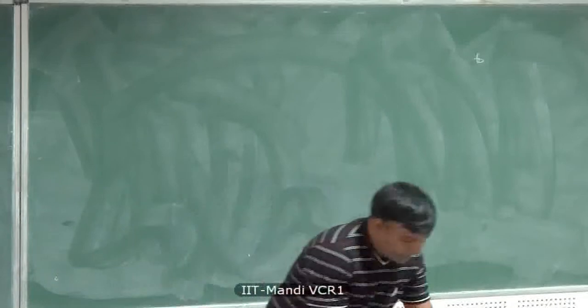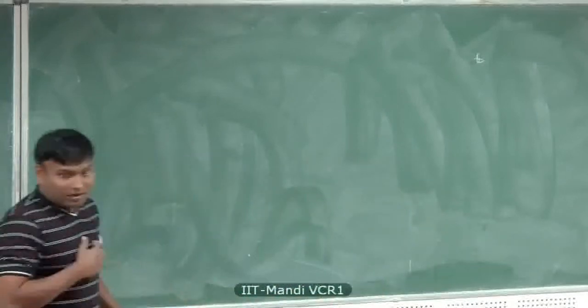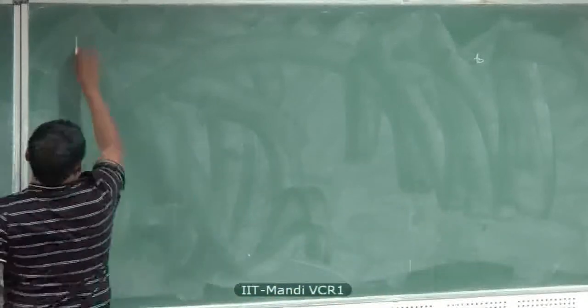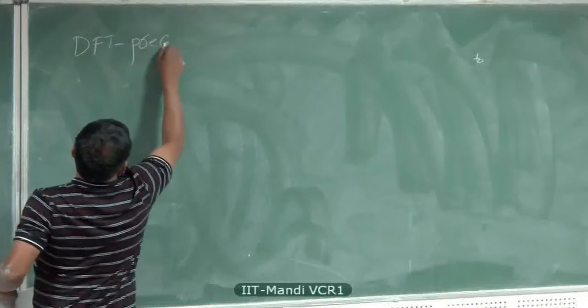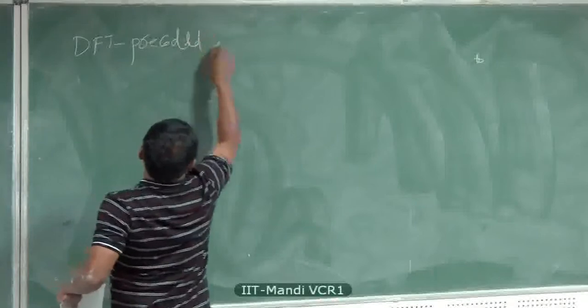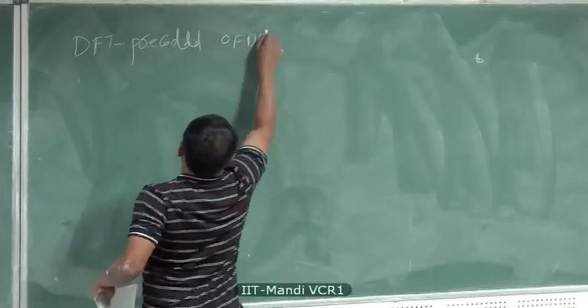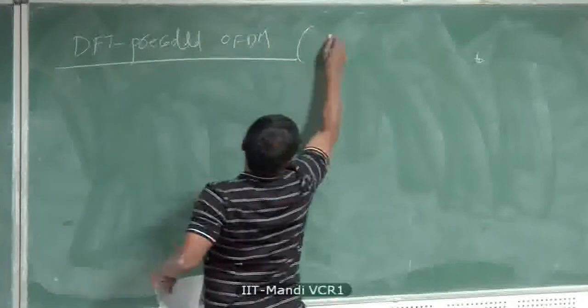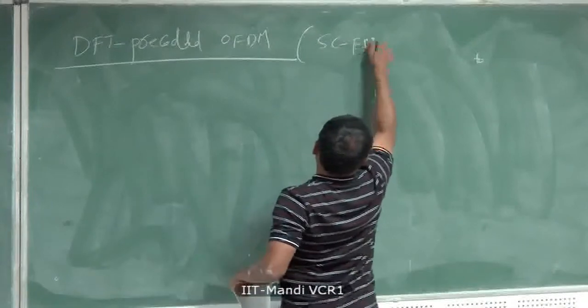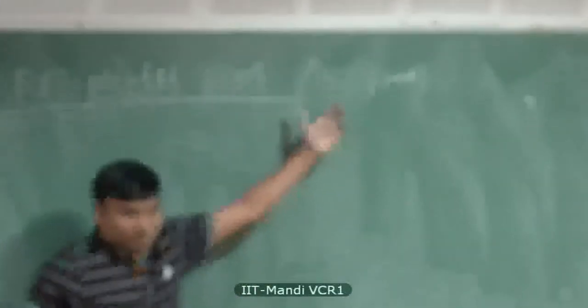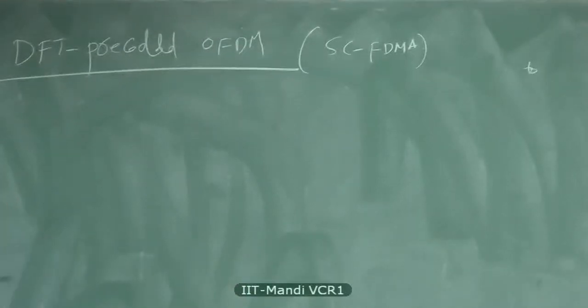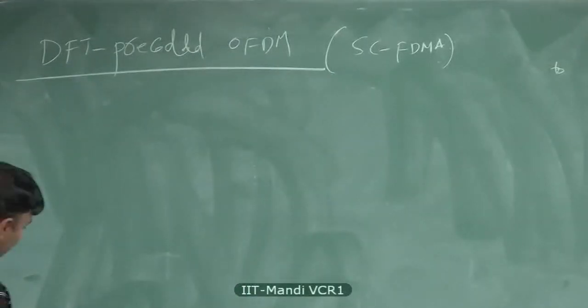So we're going to make a small modification to OFDM and call it what is called DFT pre-coded OFDM. It's also called single carrier FDMA. Strictly speaking, you shouldn't call it single carrier FDMA because we're operating in the context of OFDM signals, but it's just people's preference. They still call it single carrier FDMA for the reason we'll describe shortly.